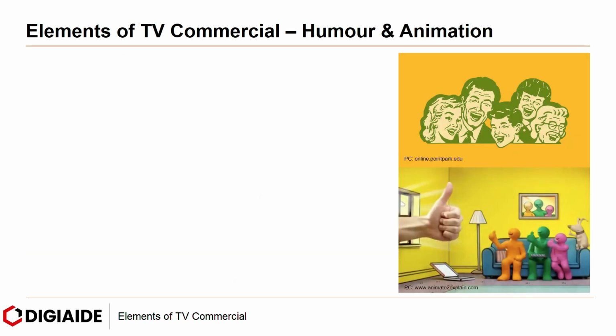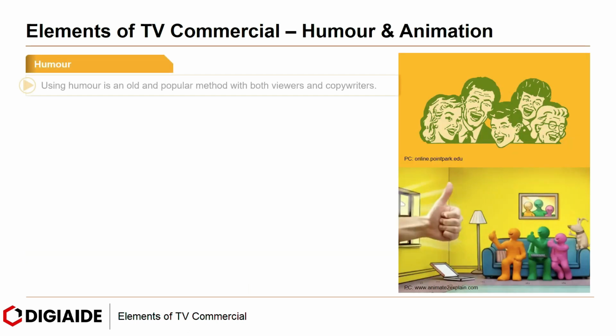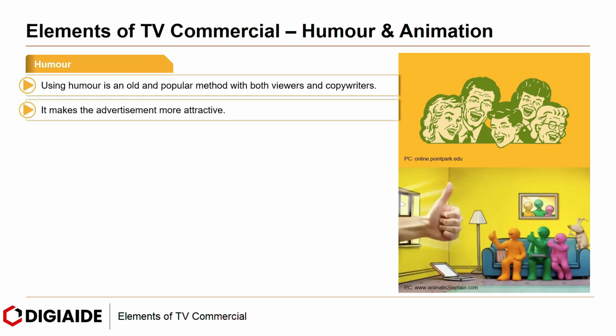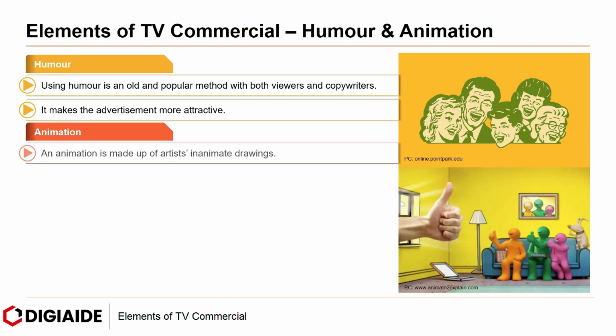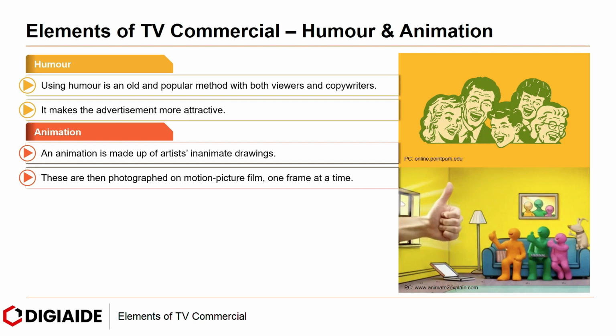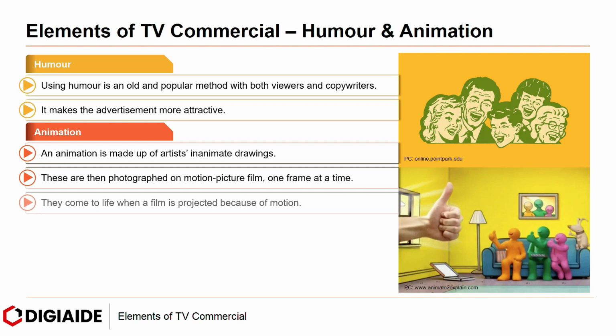Moving on to the other elements of humor and animation. Using humor is an old and popular method with both viewers and copywriters. It makes the ad more attractive. Next, animation. An animation is made up of artists' inanimate drawings. These are then photographed on motion picture film, one frame at a time. They come to life when a film is projected because of motion.